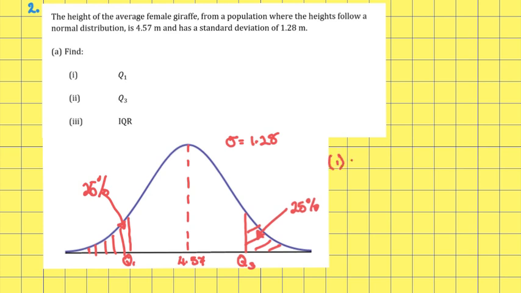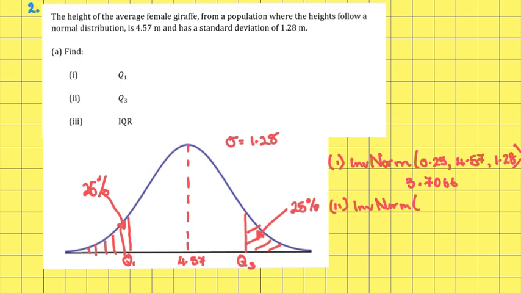So therefore we're going to use inverse normal on both of them. So we want the inverse normal, where we have an area of 0.25, we have a mean of 4.57 and a standard deviation of 1.28. If we use our calculator for inverse normal, we get a value of 3.7066.